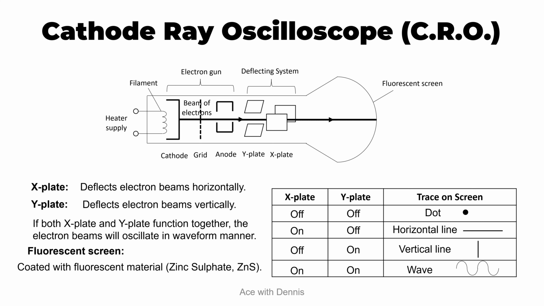Next, the fluorescent screen. The fluorescent screen is coated with fluorescent material, which is zinc sulfate. Electron beams will glow when they hit the screen. This is how images are shown on the screen.